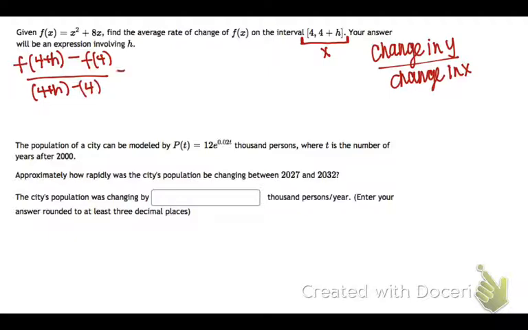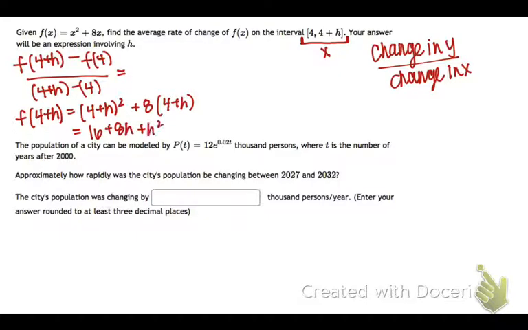Okay, so then if I plug in 4 plus H, I'm just going to do it down here. So F of 4 plus H, I get 4 plus H squared plus 8 times 4 plus H, which is going to be 16 plus 8H plus H squared plus 32 plus 8H, which ends up giving us H squared plus 16H plus 48. So that's what the first part of this equals.